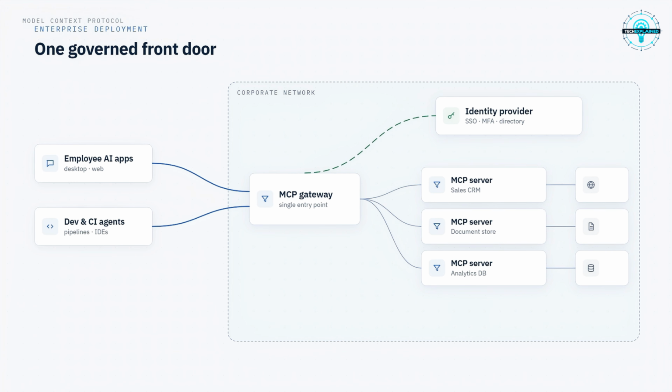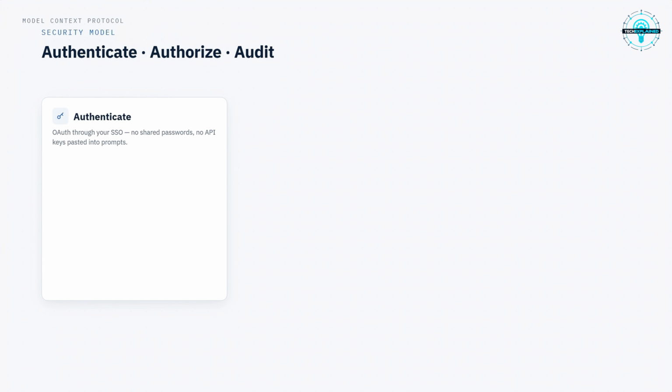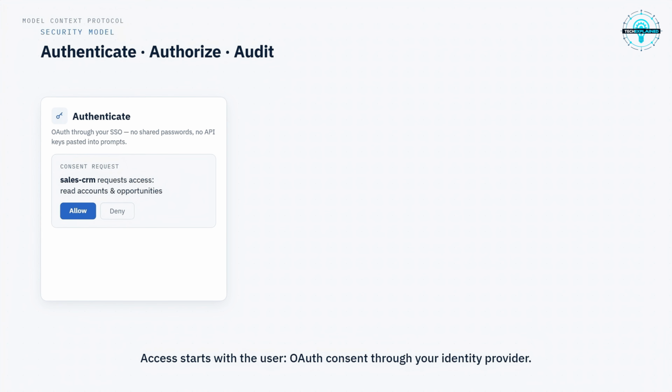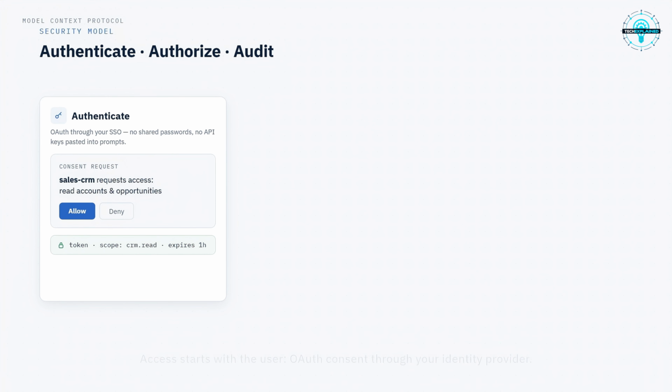Security rests on 3 pillars. Authenticate: access starts with the user. OAuth consent through your own identity provider. No shared passwords, no API keys in prompts.